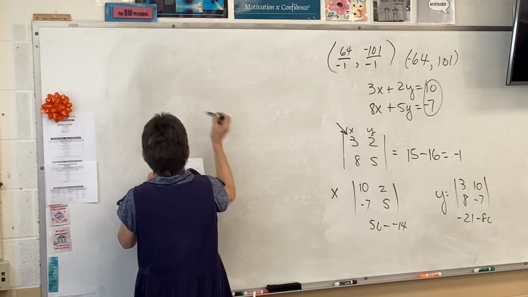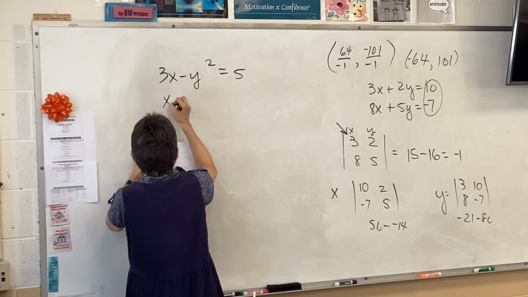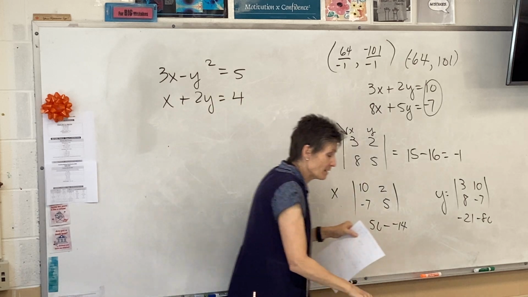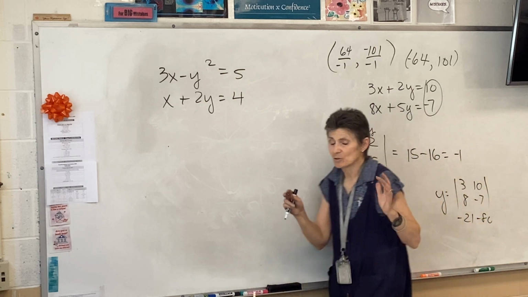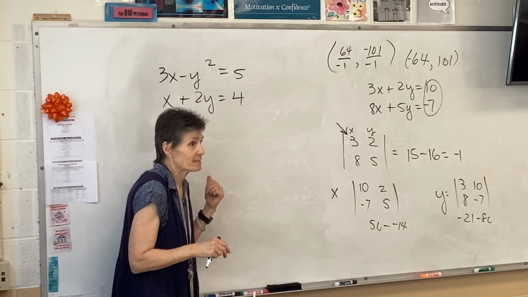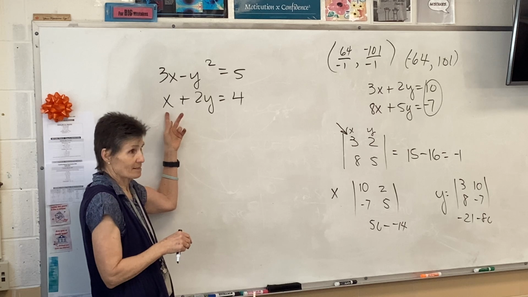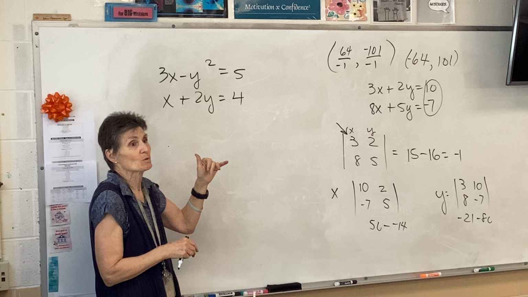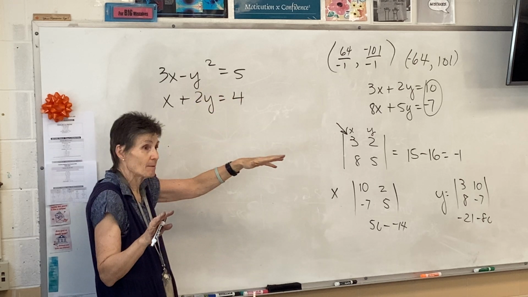Alright, so 3x minus y squared equals 5. X plus 2y equals 4. And it says solve in a manner of your choice, but you really don't have much choice with this one because, well, I guess you do kind of. You could eliminate, but if you eliminate, you have to eliminate the x's. There wouldn't be anything else because these don't match. You're not using Cramer's rule because you got a squared in there and that changes the game.